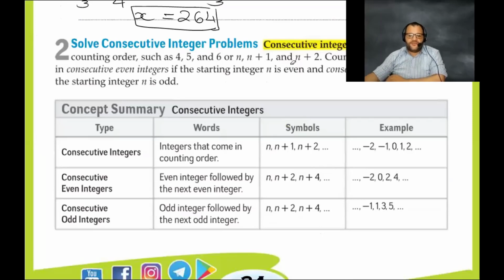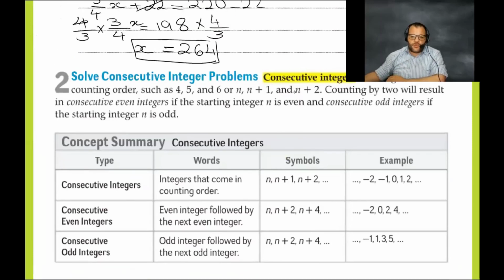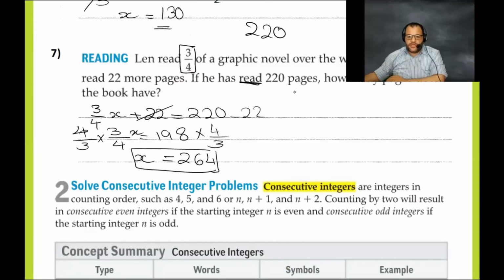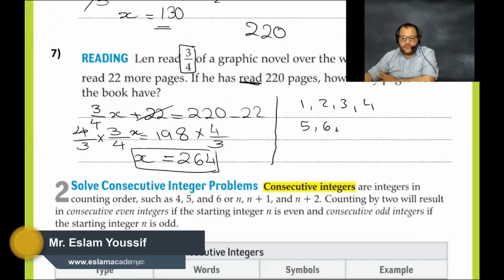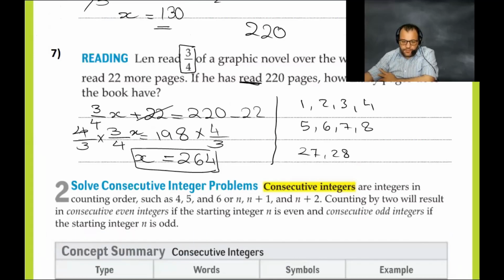Now for the consecutive numbers. We need to understand what the meaning of consecutive numbers is first, then we can know how to solve. Give me an example: 1, 2, 3, 4. If I need to start from 5, the next will be 6, 7, 8, 9. If I start from 27, the next will be 28, 29.